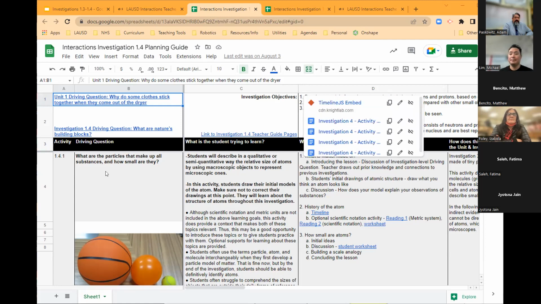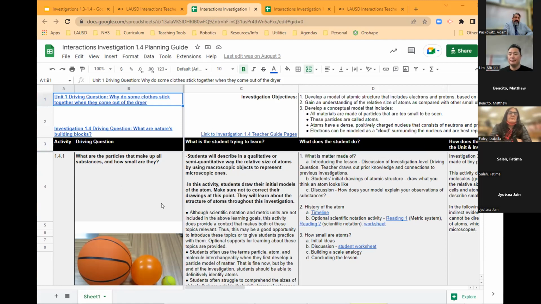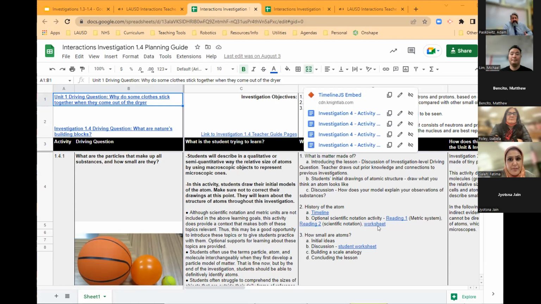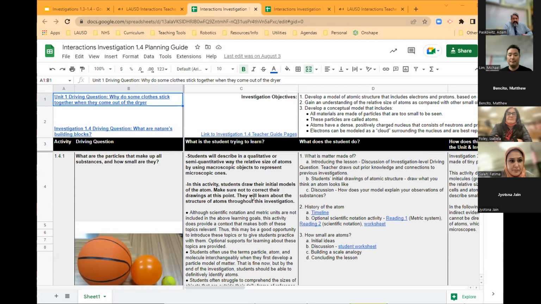We start out with this first activity. What are the particles that make up all substances, and how small are they? You'll probably have a lot of students who know the word atom. And I encourage you to not use that word atom, because they all have a perception of it, and most of their perceptions are very flawed.